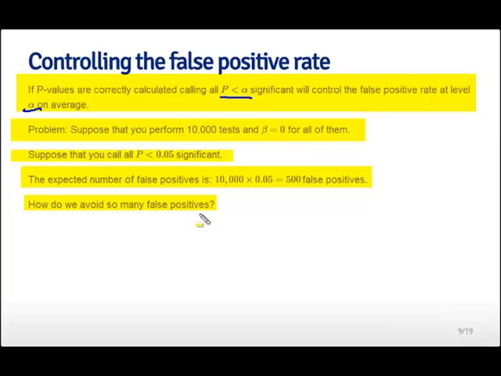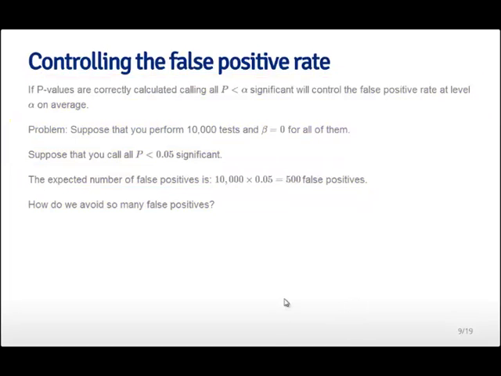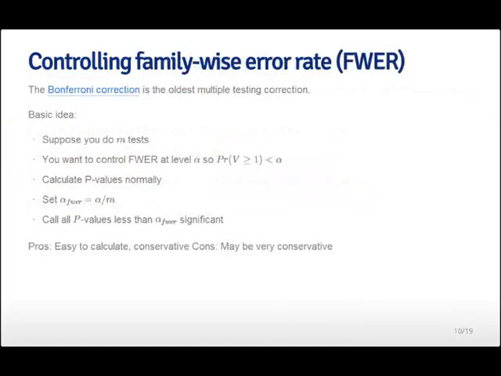So a question that immediately comes to mind is, how do we control a different error rate so that we avoid so many false positives? So the first choice is the family-wise error rate, and I talked about that just a minute ago, which is we want to be able to control the probability that we're going to make even one error. So the Bonferroni correction is actually the approach for doing this, and I've linked to the Wikipedia page here.